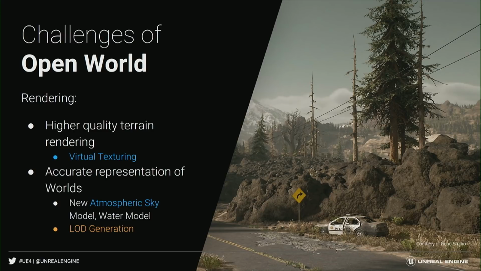And then another thing that comes up again and again, which seems like an obvious, really broad label, but it's accurate representation of worlds. That means, even if you have the tools to create this big, gigantic world that you want, how do you make sure that it feels big and feels alive and feels plausible? So we'll be talking a little bit about the atmospheric sky model that was mentioned during the keynote as well, giving a quick hint that we're expanding that to a water model in the future, and how this all works with different types of streaming and things like that.